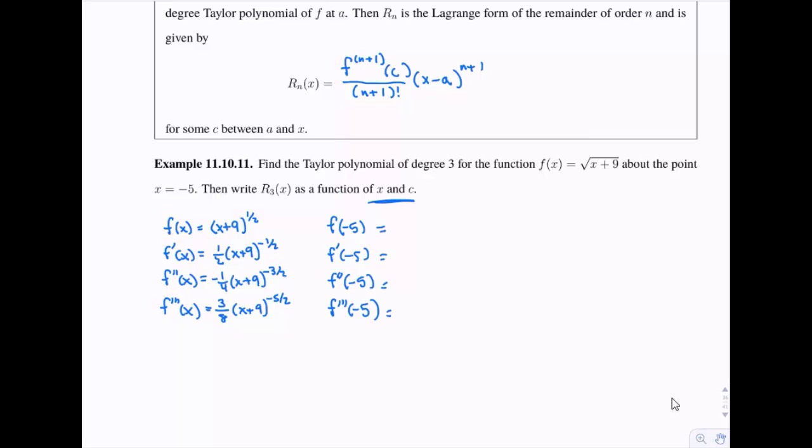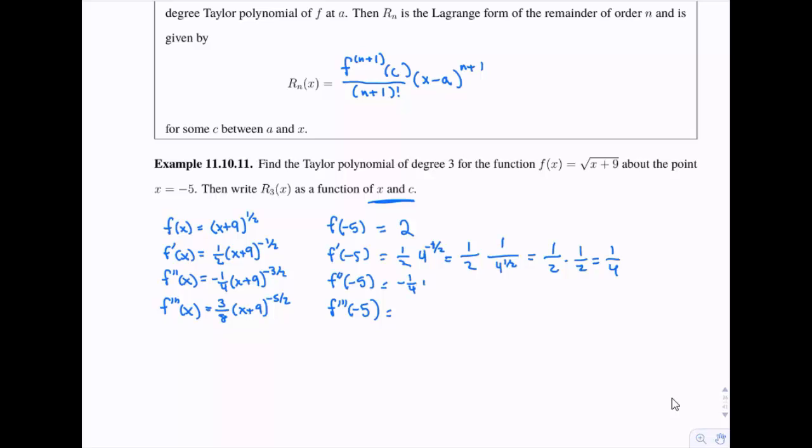And now let's go ahead and start plugging in -5. So -5 plus 9, it looks like we're going to be evaluating 4 to a variety of powers here. All right, so 4 to the 1/2 power, aka the square root of 4, is just 2. When I take 4 and I raise it to the -1/2 power, well, this would be 1 over the square root of 4. 1 over the square root of 4 is just 1 over 2. So I get 1/2 times 1/2, which is, of course, 1/4.